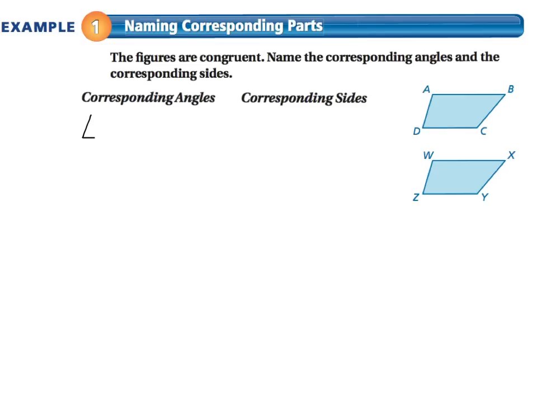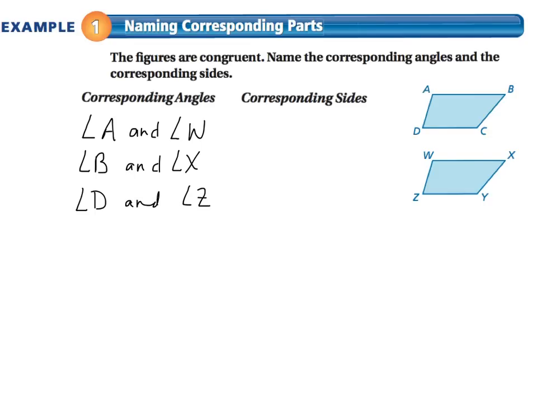But you would use the angle symbol. That's the angle symbol. Angle A and angle W are congruent. Angle B and angle X are congruent. Angle D and angle Z are congruent. And angle C and angle Y are congruent.